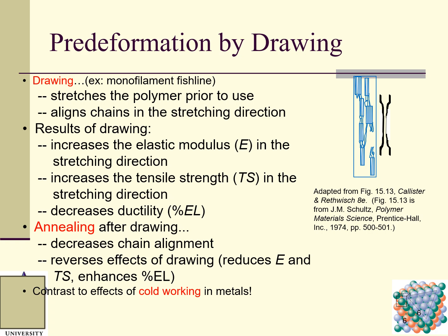And annealing of the drawing. We learned annealing when we talked about heat treatment techniques for metals and metal alloys. Here we can also anneal these polymer materials. Annealing after drawing can decrease chain alignment, reverses the effects of drawing, reduces Young's modulus and tensile strength, and we can enhance the percentage of elongation. This is in contrast to the effects of cold working in metals. So be very, very careful.